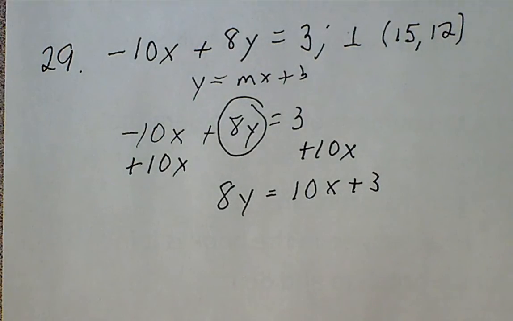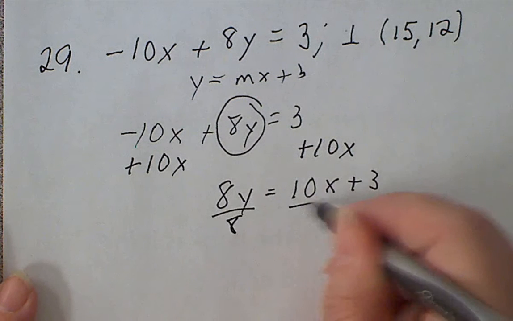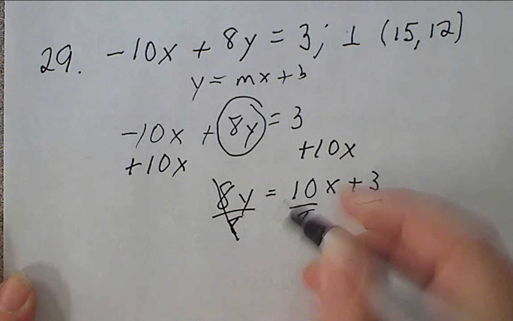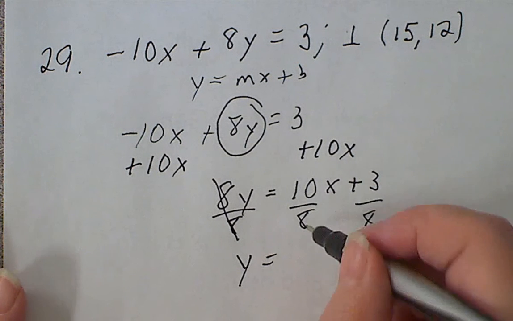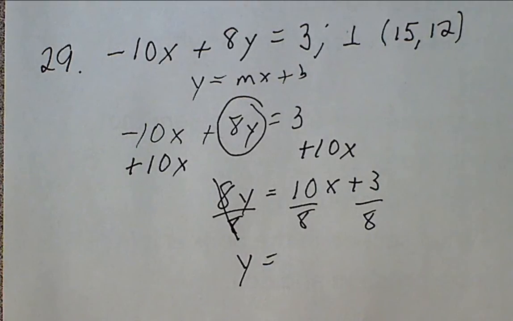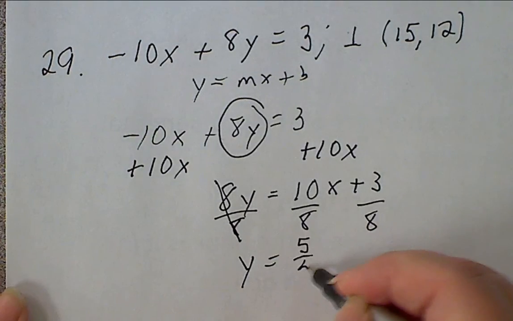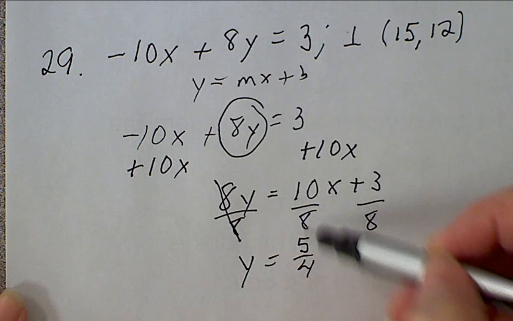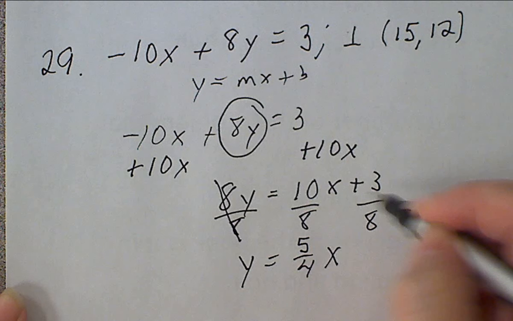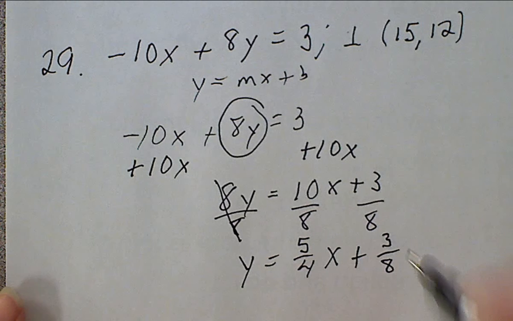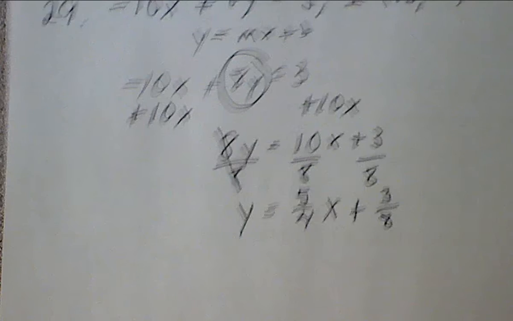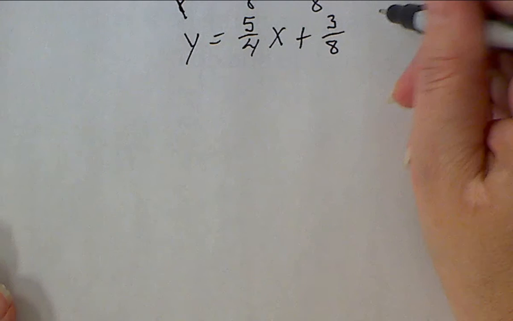Then I'm going to, do you know? No? Go ahead. I divide by 8 on everything. This is gone. Y equals 10/8 can be reduced to 5/4. 10 divided by 2 is 5. 8 divided by 2 is 4. X plus 3/8. Nope. Remember, this is the same as the top.